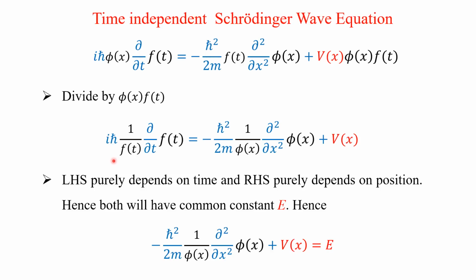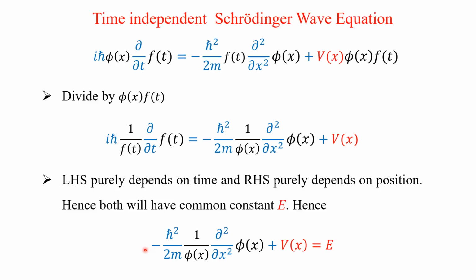Here, if you go through it carefully, in the left hand side you have terms which contain only the time dependent part. In the right hand side, you have only the position dependent part. So both are totally independent. If you change the time, nothing will happen to the right hand side. If you change the position, nothing will happen to the left hand side. So both will have a common constant. That common constant is E. So I am replacing this by E, that is, the left hand side by E.